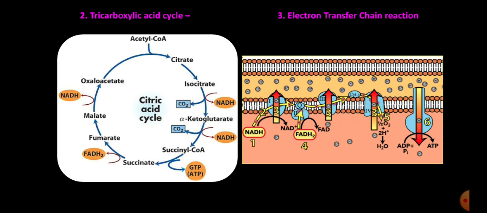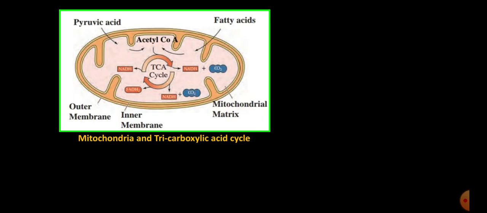And at the same time, the water molecules are also formed. Okay. So, finally, from one molecule of glucose, we get carbon dioxide, we get water and energy in the form of ATP. And thus, the complete oxidation of glucose molecule takes place.